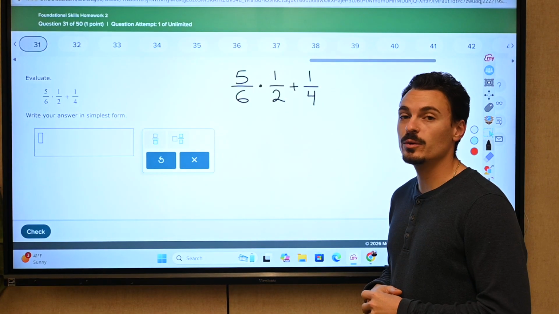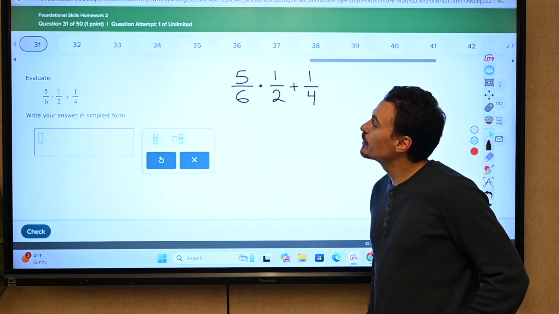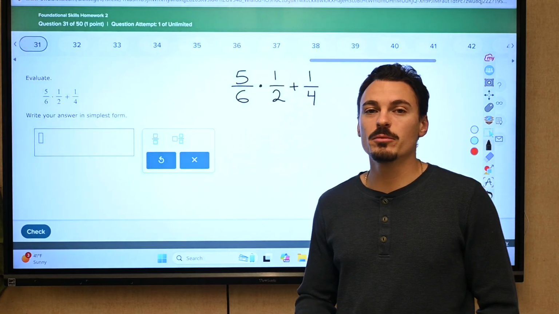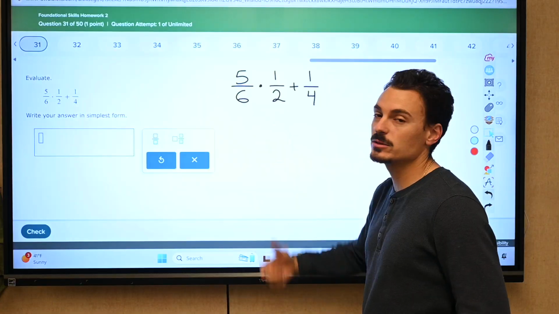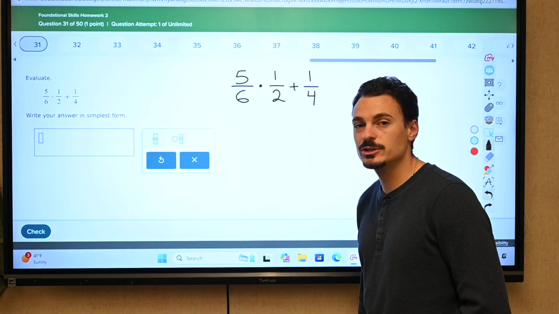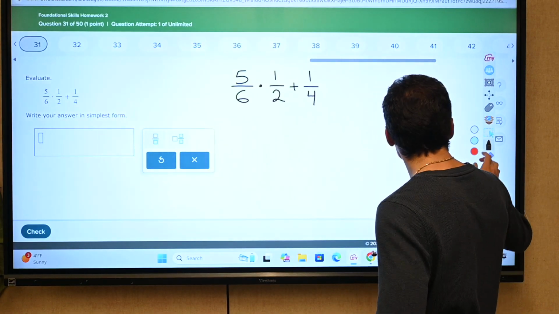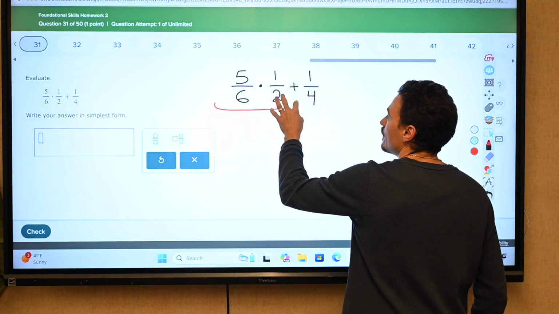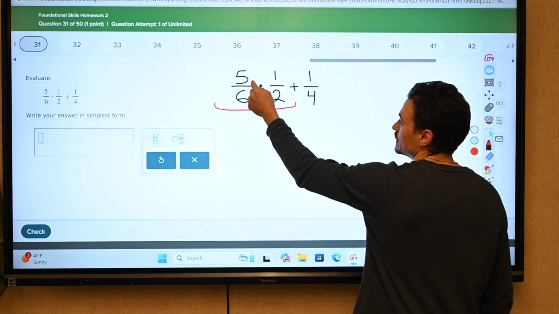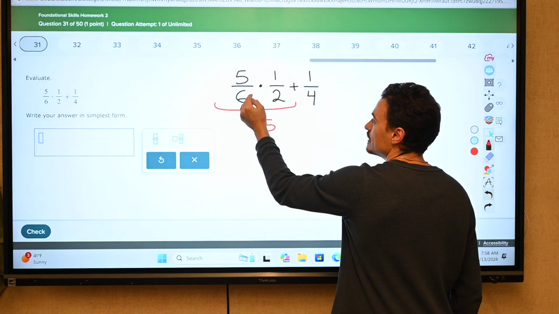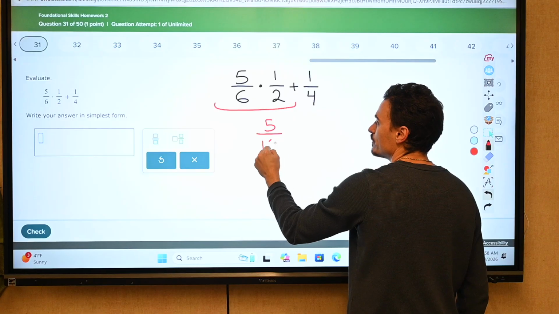So this is number 31, okay? So number 31 is wanting you to evaluate with multiplication and then division with fractions, okay? So you're gonna wanna do the multiplication first, because multiplication is first in the order of operations. So right here, I'm going to do 5 over 6 times 1 over 2, which is going to get you 5 times 1, which is 5, 6 times 2, which is 12.